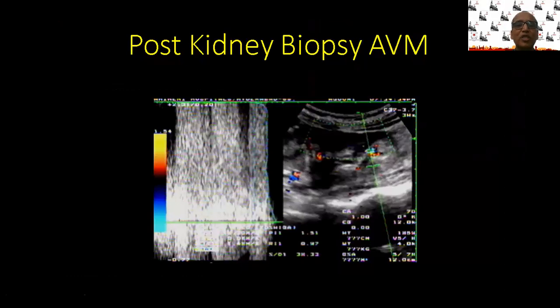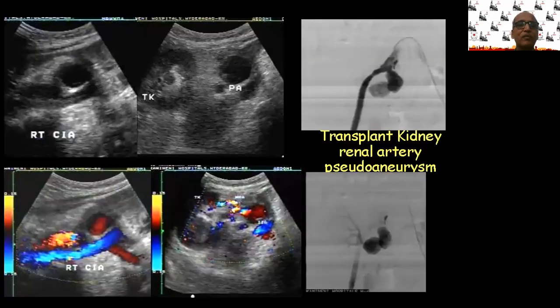An example of a post-kidney biopsy AVM: the patient developed hematuria and loin pain, which shows an area of mosaic pattern of color, with blue as well as red and varying types of appearance. It's called aliasing, and when you put a Doppler, you find a very discordant or chaotic type of flow, very classical for an AVM.